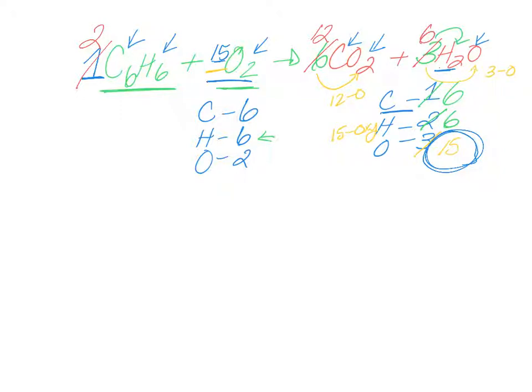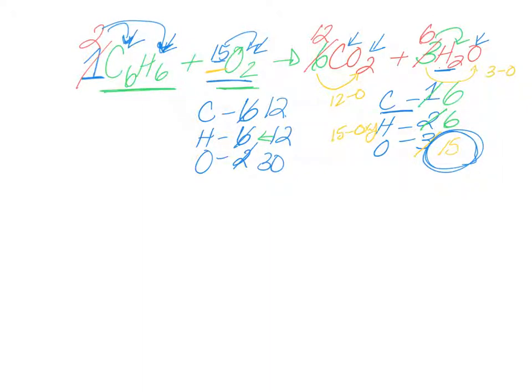Okay, now if we go back and count, we have 2 times 6, that is 12 carbons. How many hydrogens are there? There is 2 times 6, so that is 12. If I count how many oxygens I have right now, there is 30 oxygens on the reactant side. Okay, now we're going to count over here.